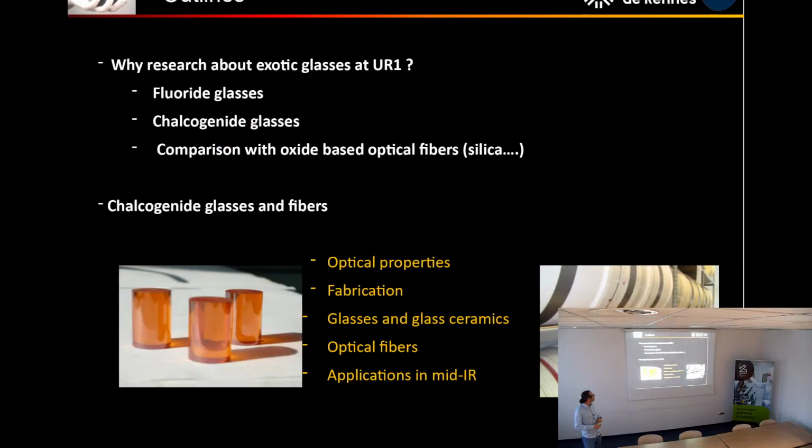Okay, so now the outline of this presentation. We will discuss exotic glasses and mainly chalcogenide glass. We will make a comparison between oxide and chalcogenide fibers, and we will discuss optical properties, fabrication, and so on.